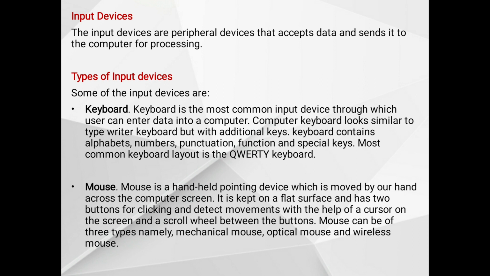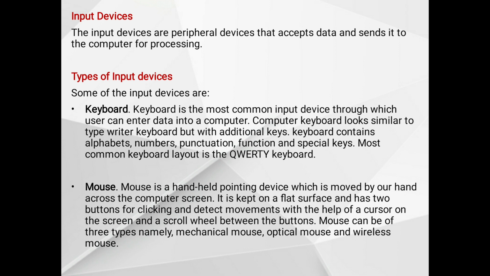Okay, so this mouse is kept on a flat surface and has two buttons, that is one on the left and one on the right side, for clicking and to detect movements with the help of a cursor on the screen. And in between the left and right button there is a scroll wheel, through which you can zoom in and out, and it is also used for different purposes.